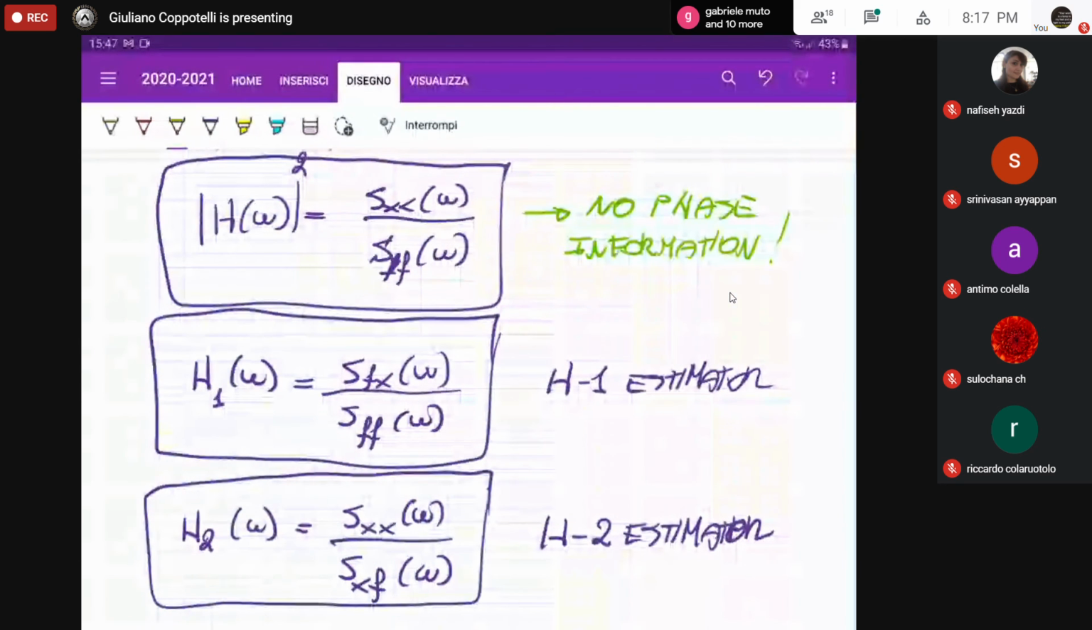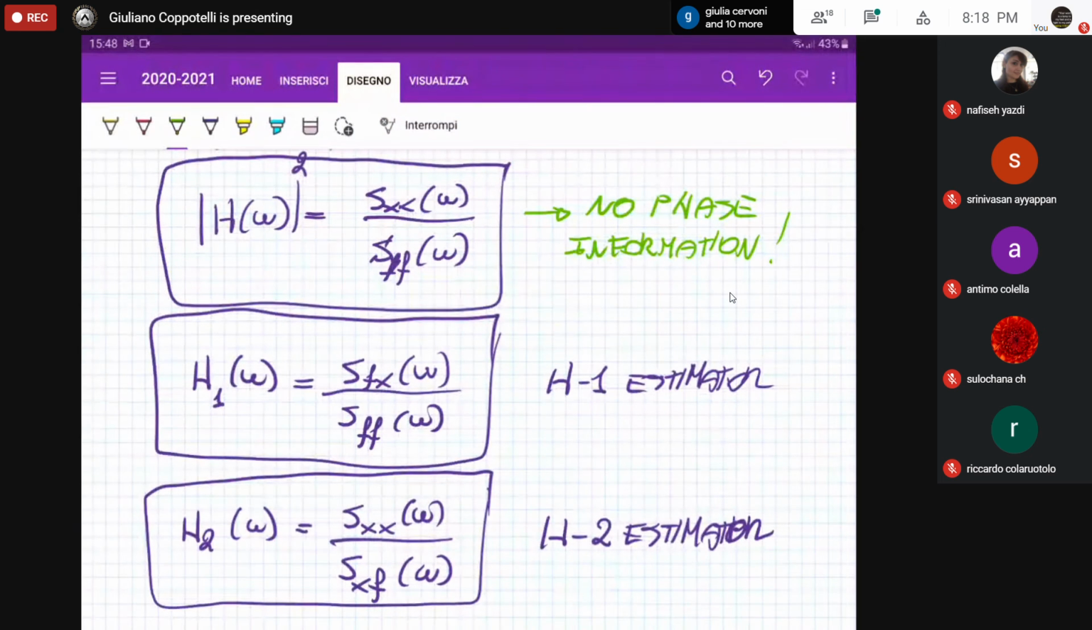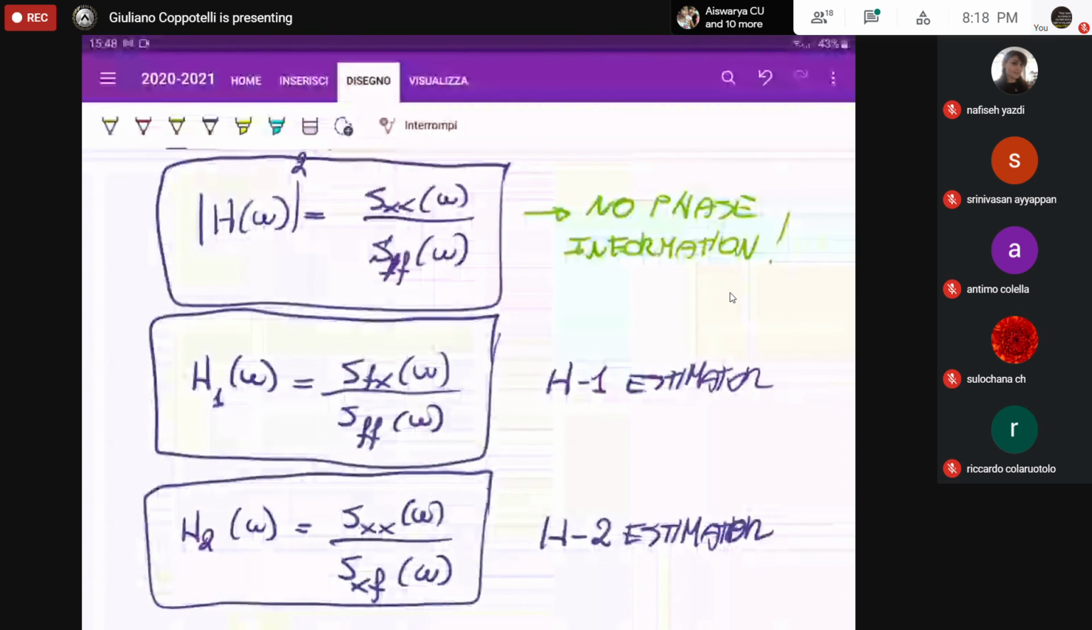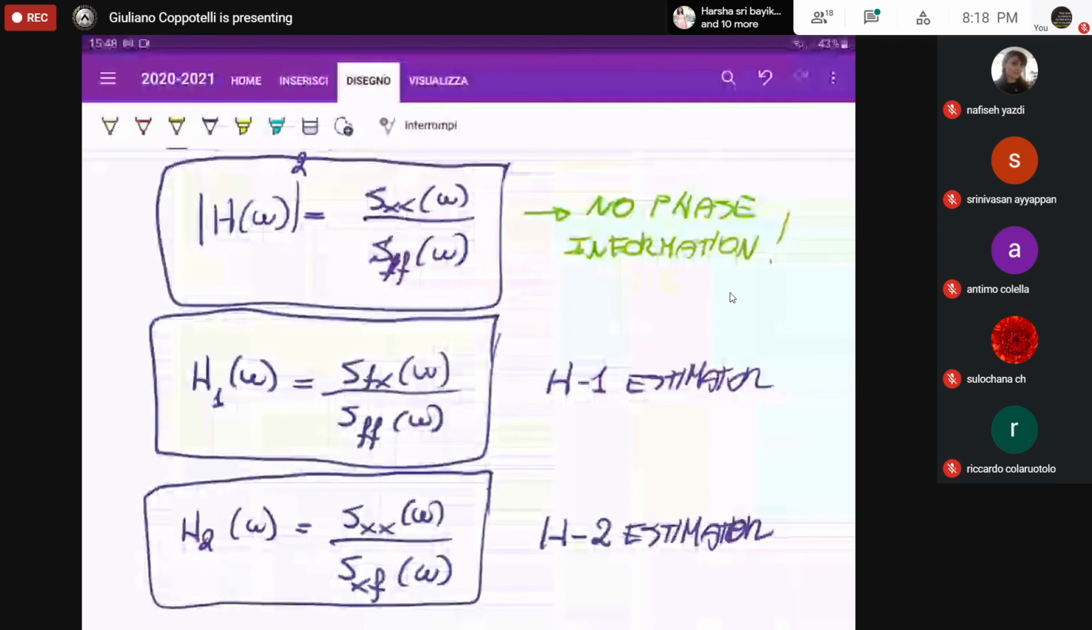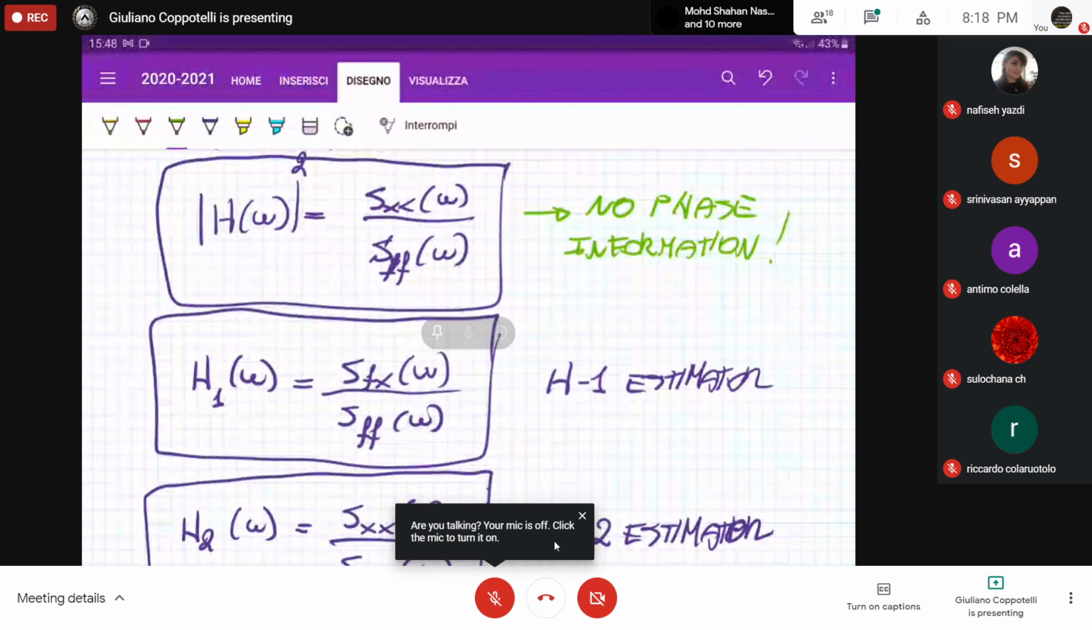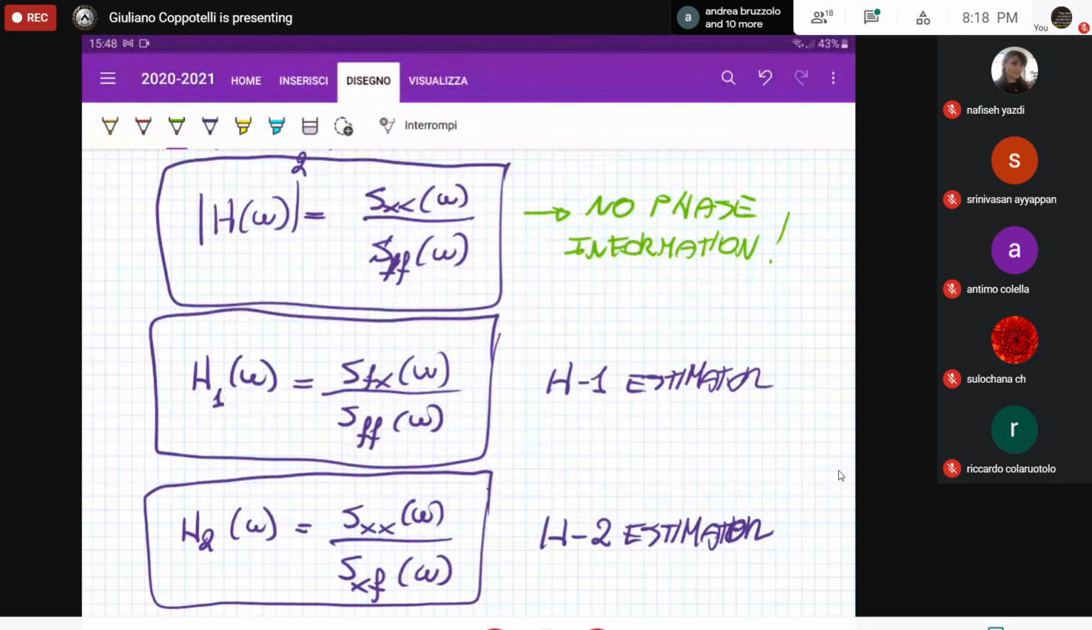And that is true because remember, the auto power spectral densities are real, but the cross power spectral density could be whatever. And indeed, that is the reason why the H1 and the H2 estimator are in general complex quantities, depending on the nature of the SFX or SXF. So the H1 and H2 estimators are the estimators that are generally used to estimate from the experimental point of view your frequency response function.